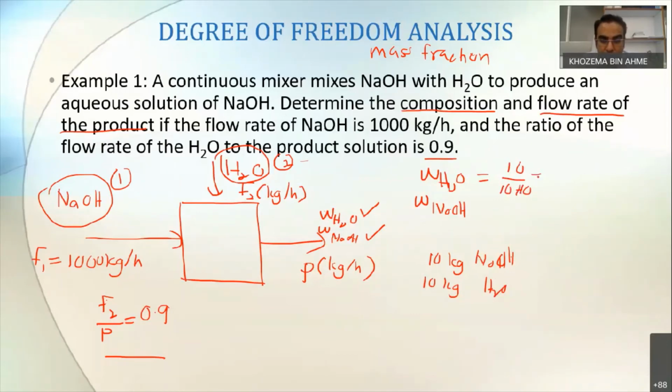So I get 0.5. Okay, so that is my mass fraction, 0.5. So if I want to find the mass fraction of NaOH, I do the same thing. I know that my mass of NaOH is 10 and I know my total mass is 20. So I can get again 0.5. So 0.5 plus 0.5, I will get 1.